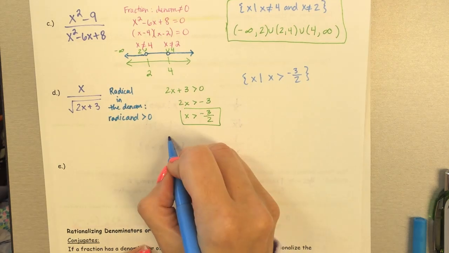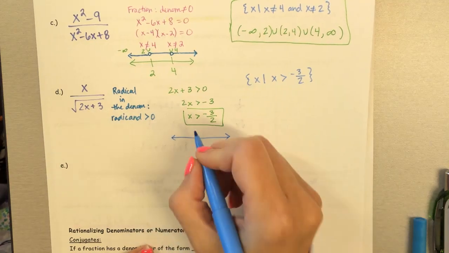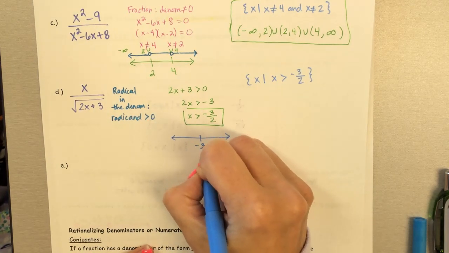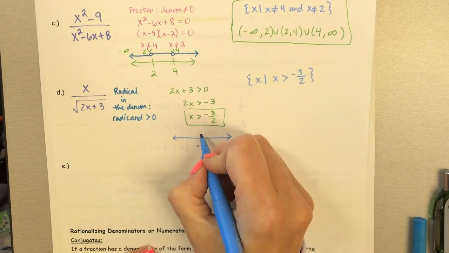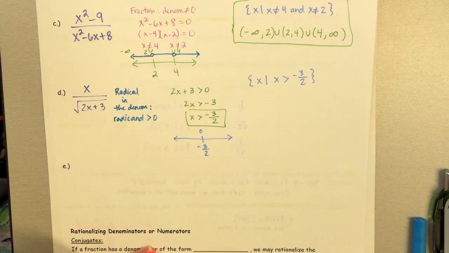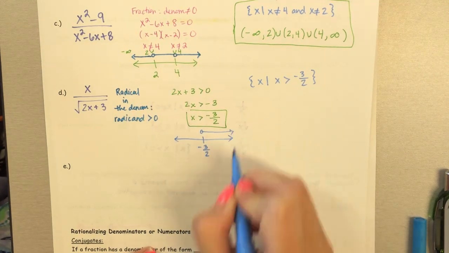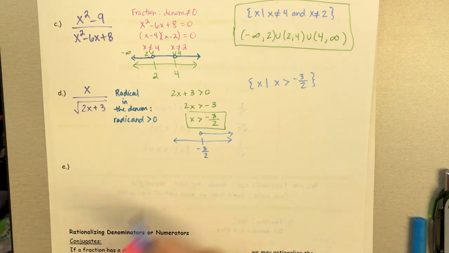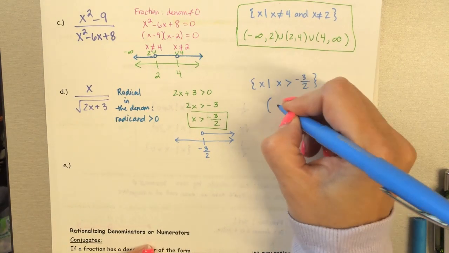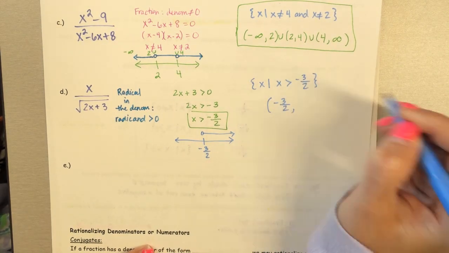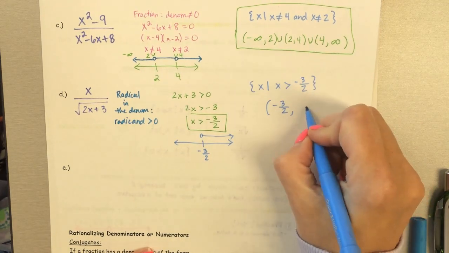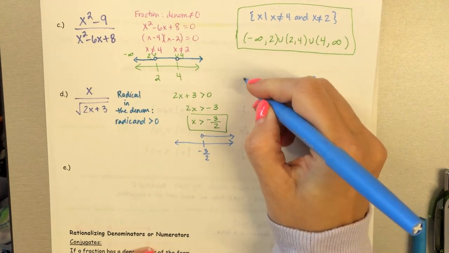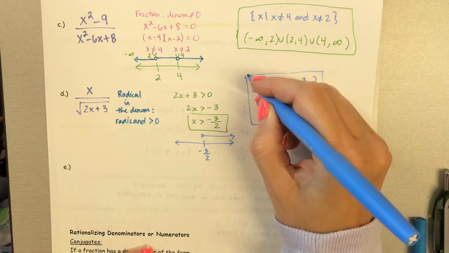And then whenever you're having trouble with intervals, just go back to this number line. If it's greater than, it's an open circle. And then it's everything to the right. So if it's an open circle, you have parentheses, negative 3 over 2. The arrow to the right means you're going to infinity.